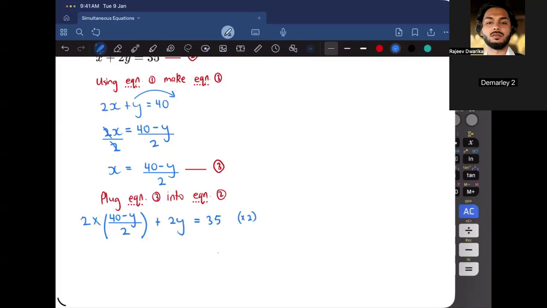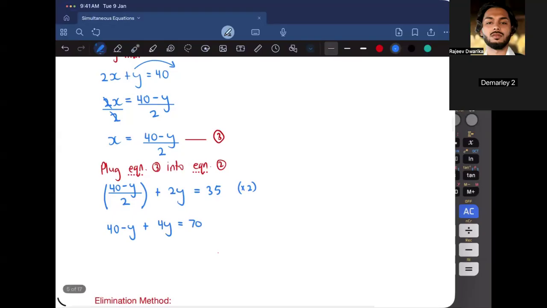Understand the 2 and the 2 would cancel off here, right? So it's just going to be what? 40 minus y plus 2y equals 70. Be very careful. Whatever you do in one place, you have to do it everywhere. So that y is supposed to turn to what? 4y. That 35 is supposed to turn to? 70. Right.